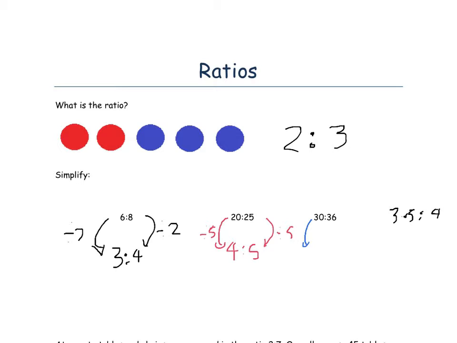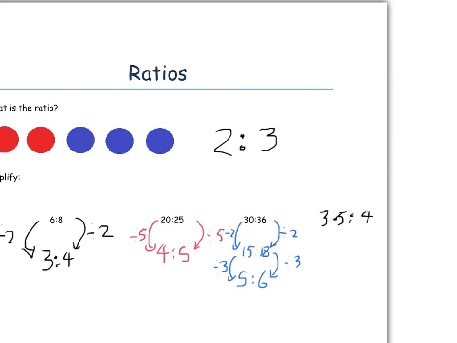And now if you're really good at your times tables, you'll probably notice that both 30 and 36 are in the 6 times table. However, some of you might not be able to make that jump straight away, but you should be able to notice that both of these divide by 2, which becomes 15 to 18. Now these don't divide by 2 anymore, but they do both divide by 3. So divide both sides by 3. So 15 divided by 3 is 5, and 18 divided by 3 is 6. And that's the simplest form.